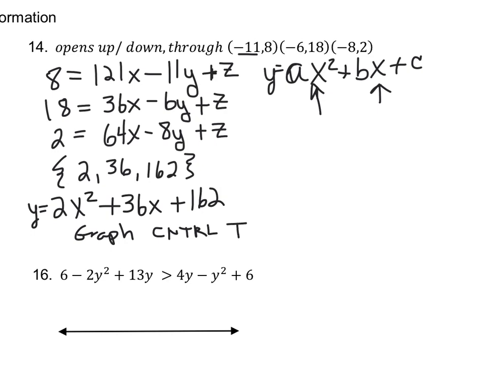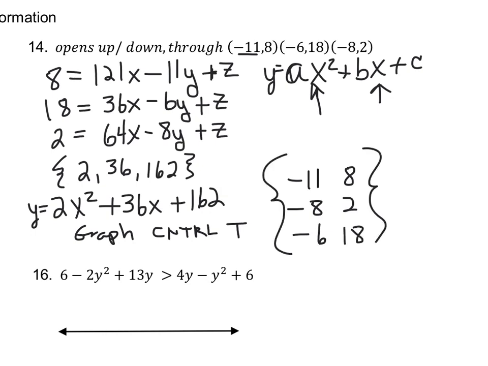Graph, Control T. That'll take you to the table. Your table in your calculator should have these points: a negative 11 and an 8, a negative 8 and a 2, and a negative 6 and an 18. If you have these points in your graphing calculator when you do a Control T, then you know that you did it correctly and that you have the correct equation that has these points in it.